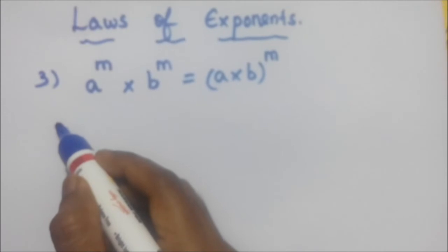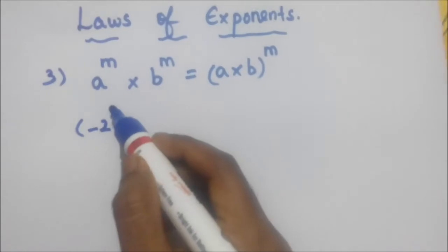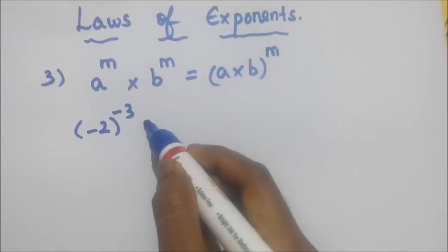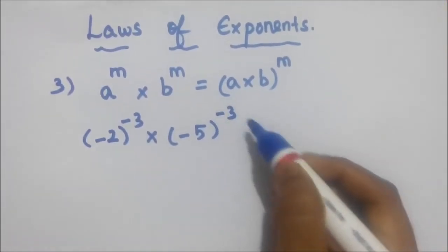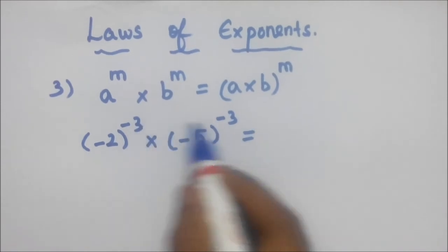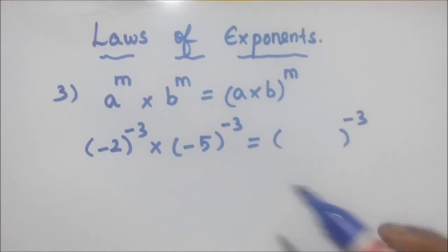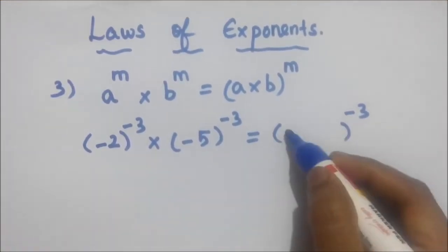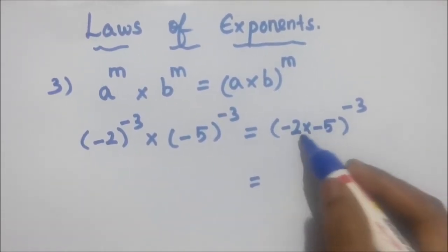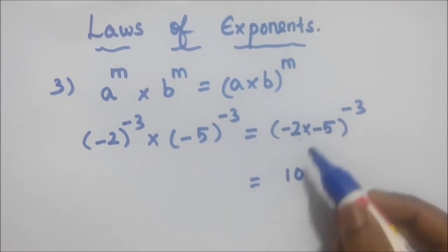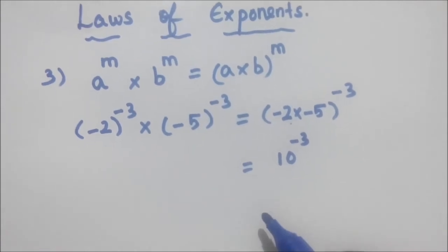So let's do one example. Minus 2 raised to the power minus 3 into minus 5 raised to the power minus 3. Here the powers are same, so the same power will come. Now we need to do multiplication, minus 2 into minus 5. Minus 2 fives are 10, and minus into minus is plus. So 10 raised to the power minus 3.